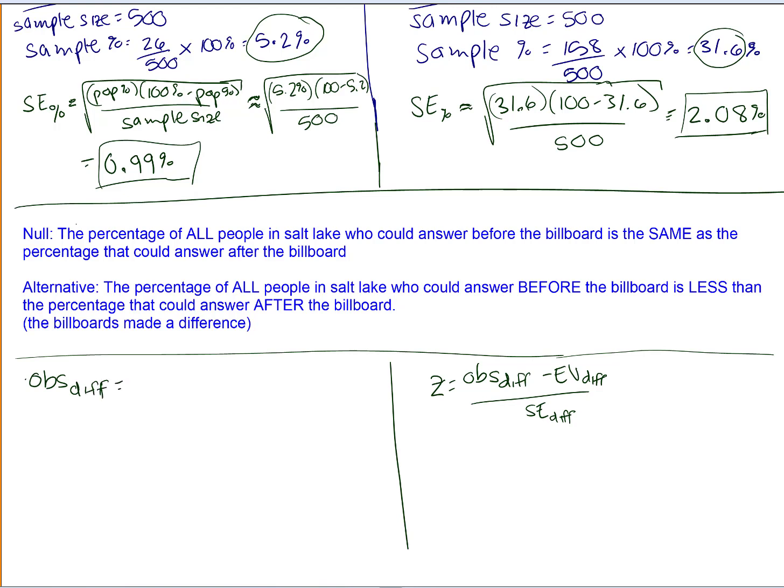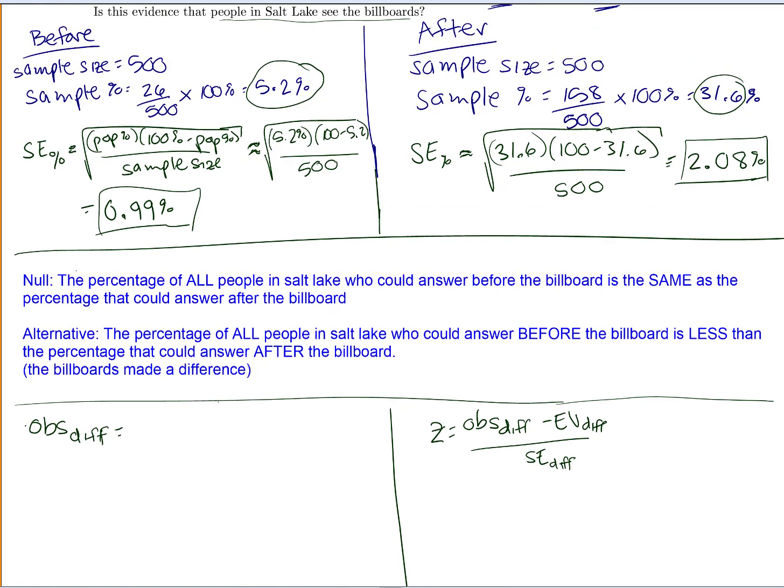So observed difference, well, you just take the difference in your two sample percentages. What are your two sample percentages? We had 5.2 and 31.6. So again, make sure you just write that 5.2 first. So 5.2 minus 31.6 gives me negative 26.4. That was my observed difference. My expected value for the difference, well, you're always assuming your population percentages are the same, so your sample percentages should be the same, about the same. So your expected value for the difference is 0, give or take some chance error.